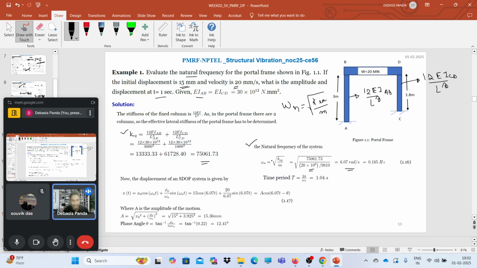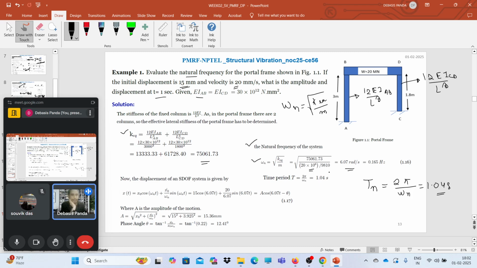Once we have the natural frequency, we can easily calculate the natural time period. Tn will be twice pi by omega n. If you put all this in this equation, you will get the time period as 1.04 second. So now we have the mass, equivalent stiffness, time period, and natural frequency. Now the second part of this question asks: what is the amplitude and displacement at t equals 1 second?